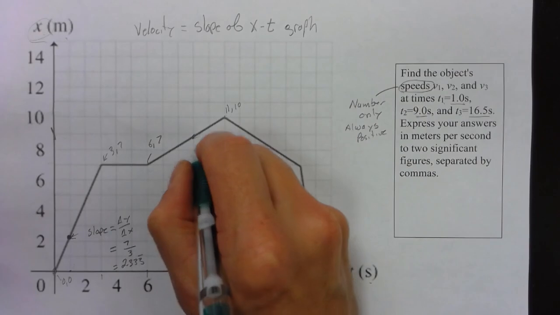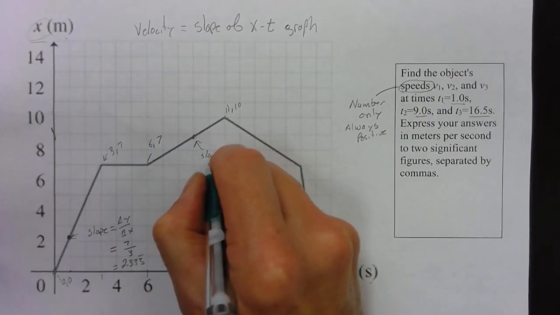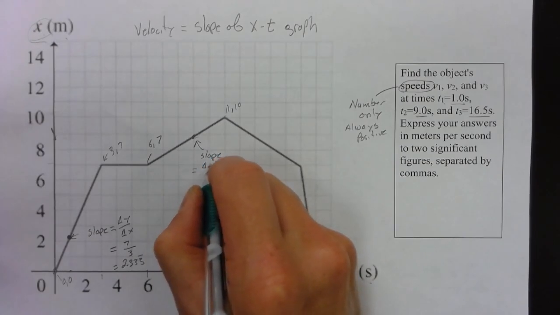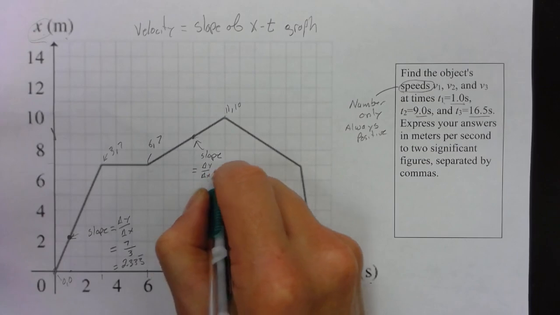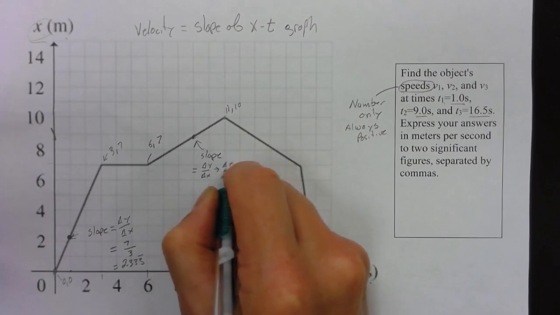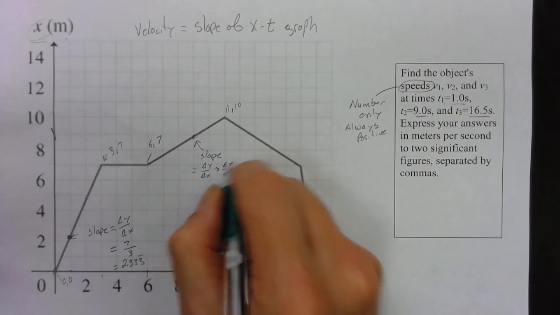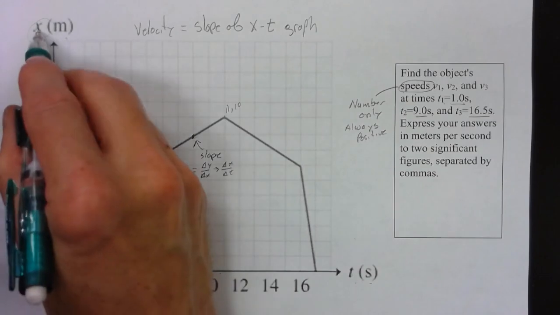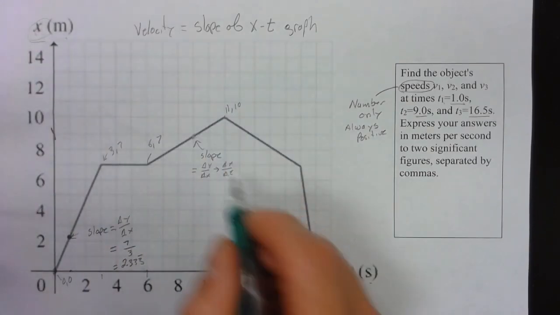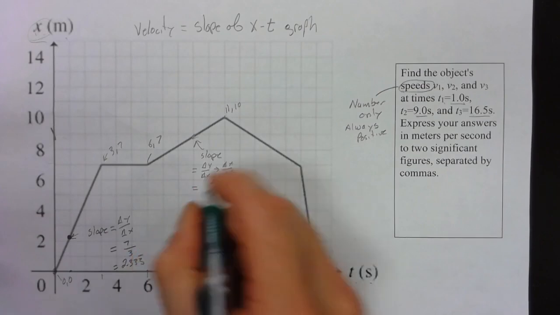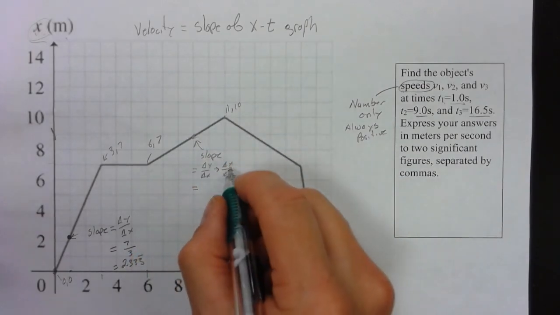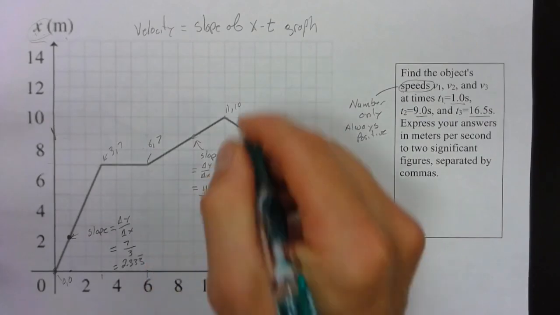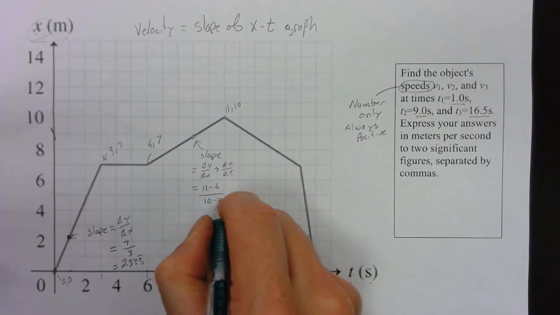And that slope right there is the change in the vertical axis, y, over the change in x, which in this case is the change in x over change in t. That gives people trouble. Vertical over horizontal, rise over run. Our vertical is actually an x measurement. Our horizontal is a t. So I've got 11 minus 6 over 10 minus 7.